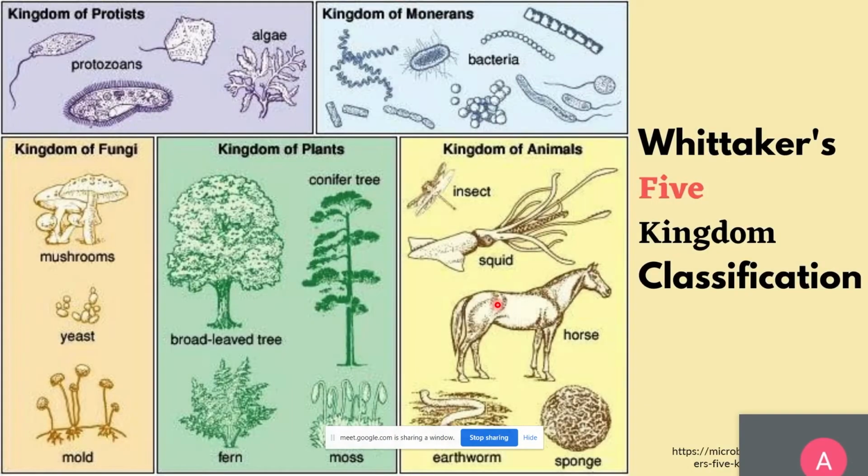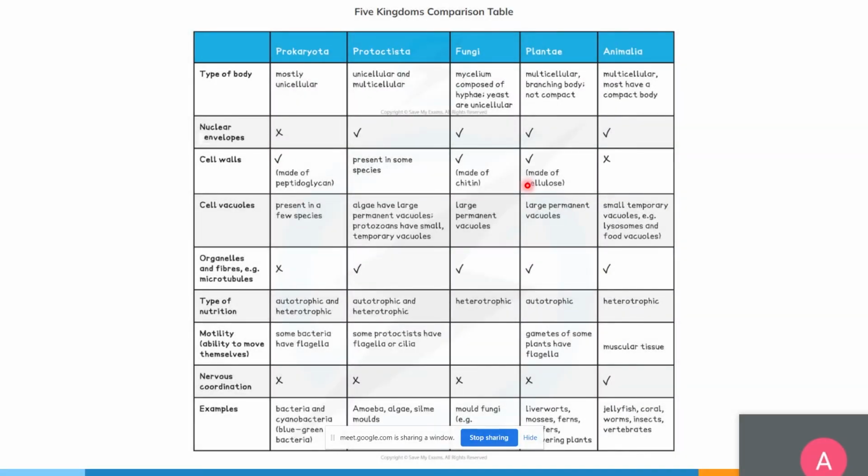So we know that Whittaker's five-kingdom classification, in which Whittaker has been able to divide organisms into five separate kingdoms, includes the kingdom Protista, kingdom Monera, kingdom Fungi, kingdom Plantae, and kingdom Animalia. So here we have a comparison table for all the kingdoms.